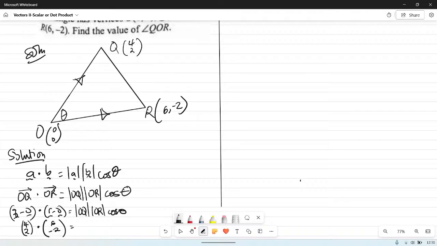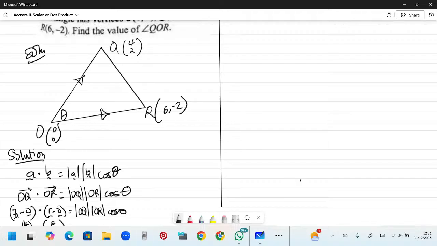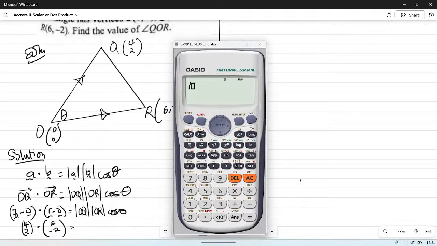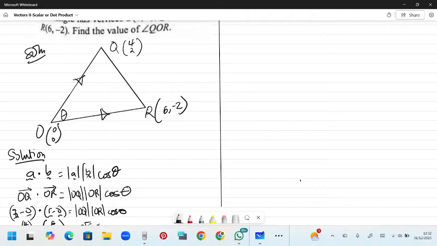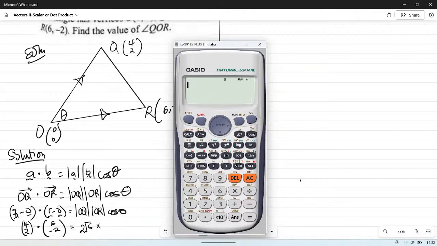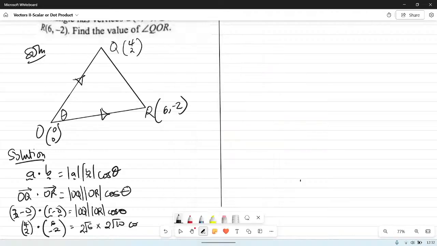Then we find the magnitude. So the root of, let's find the magnitude of (4, 2): 4 squared plus 2 squared. That gives you 2 root 5. So 2 root 5 times the magnitude of (6, -2): root of 6 squared plus negative 2 squared, which is 2 root 10. So 2 root 10 cos theta.